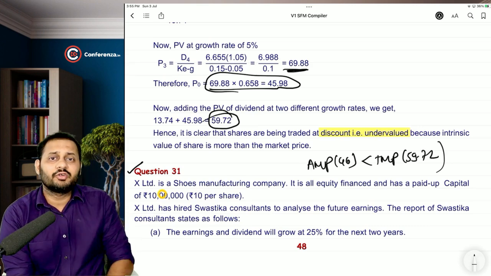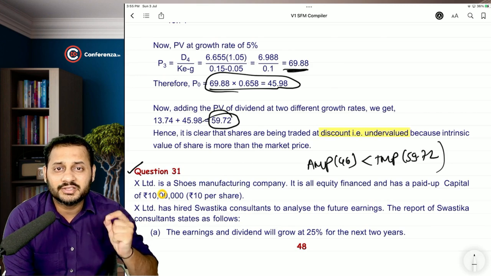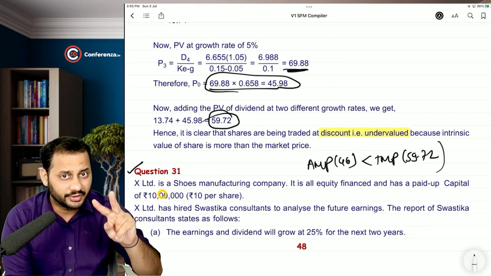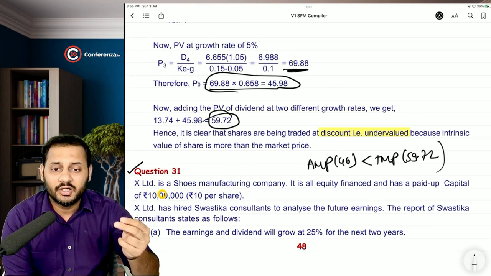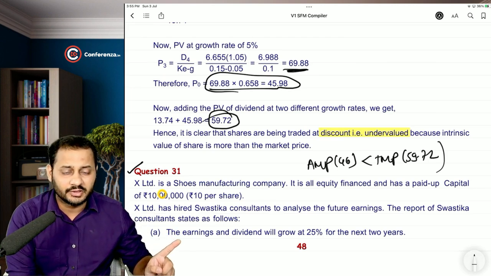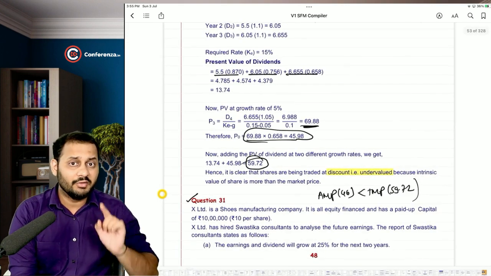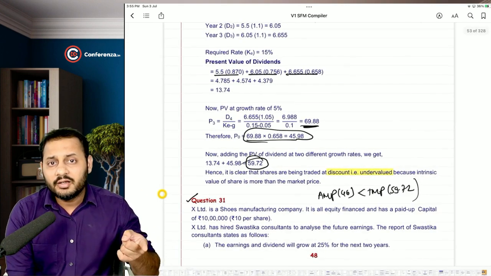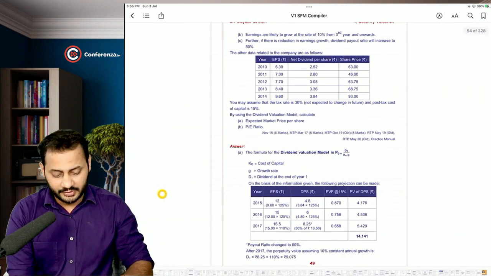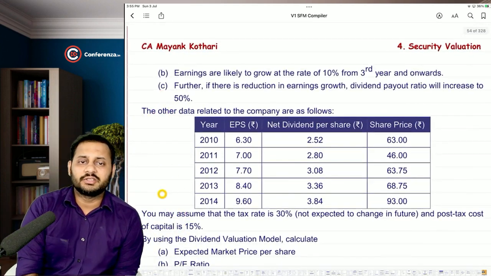They said that for the next 2 years, your earnings will grow by 25%. Earnings and in fact dividend will also grow by 25%. But after 2 years, the growth in the earnings will be there, but only 10%. Earnings are likely to grow at a rate of 10% from the third year onwards.